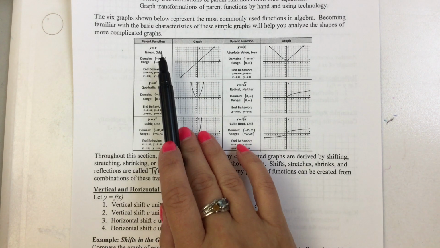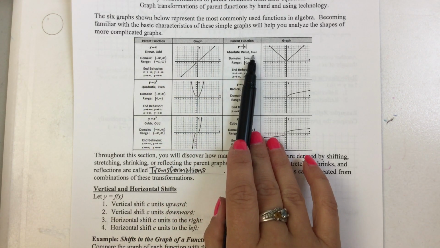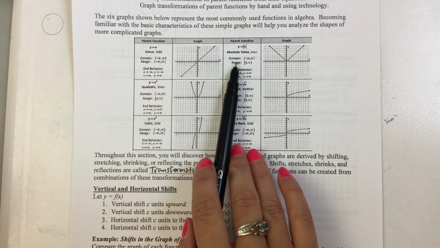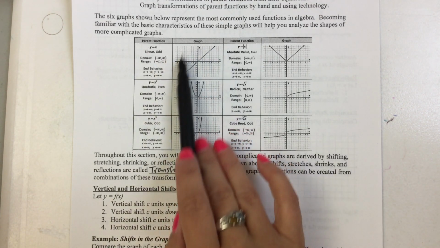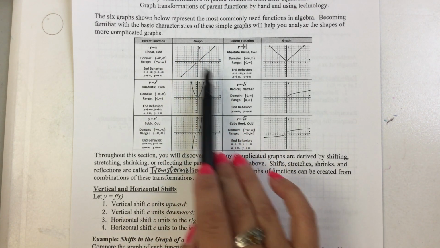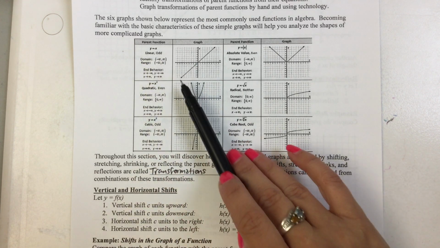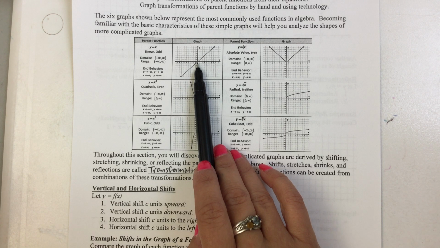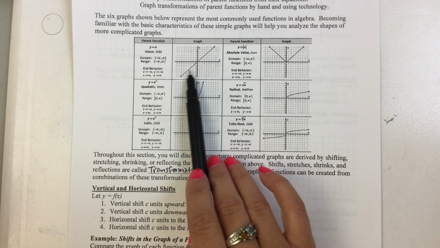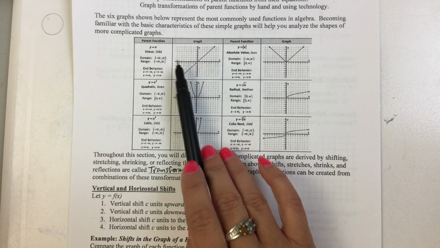I also included things like if the parent is an even or an odd function, what the domain and range would be. So for example, this is the linear parent function. It's the most basic linear function. It is just a single x. This is its shape. It is an odd function because it does touch the origin. You can rotate it 180 degrees and it would line up perfectly.